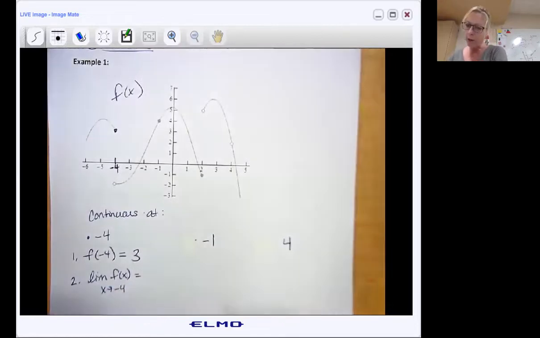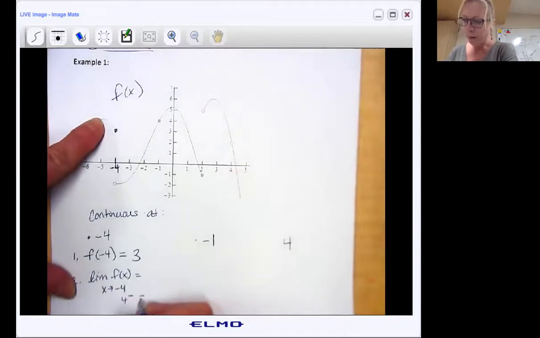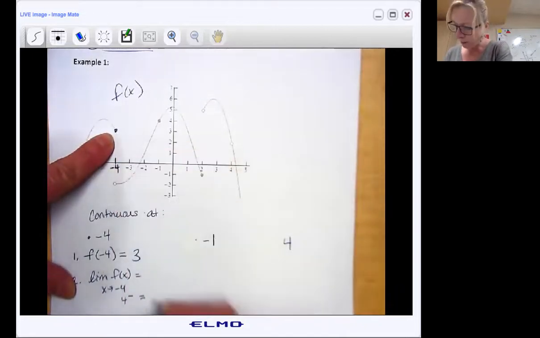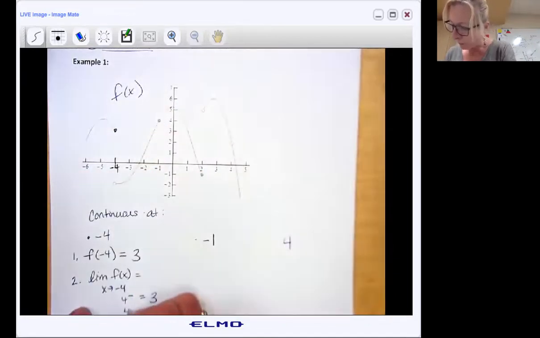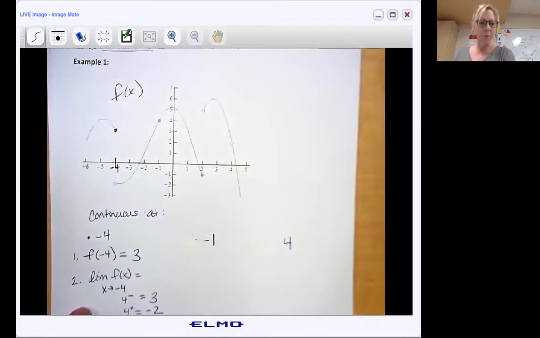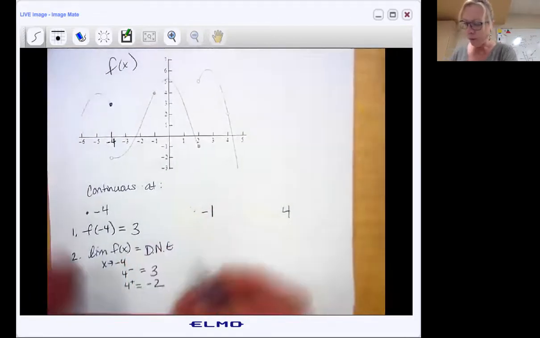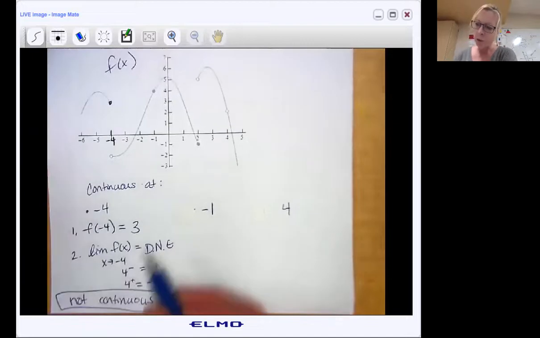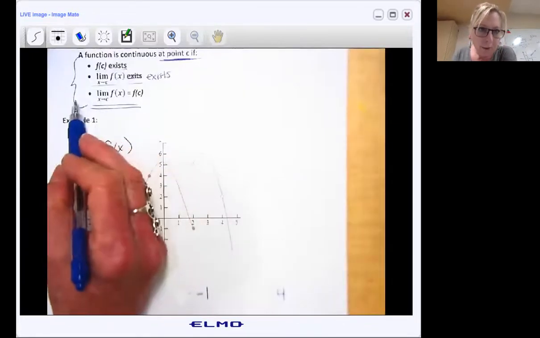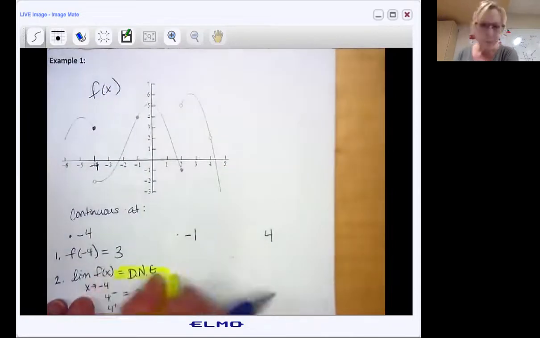Remember, you have to look at the left side. So from the left, it's equal to 3. From the right, it's equal to -2. So this limit does not exist. So not continuous. You don't even have to look at the third condition because all three have to exist. And if I just got it does not exist right there, I'm done.